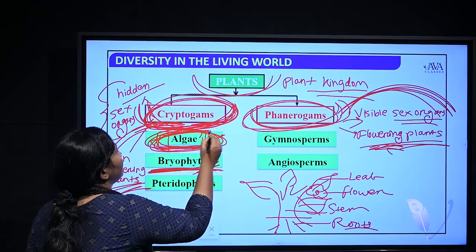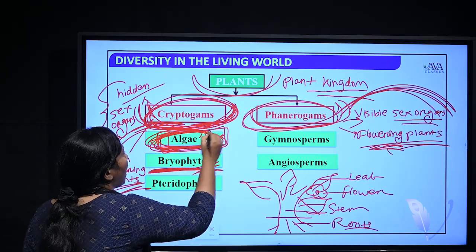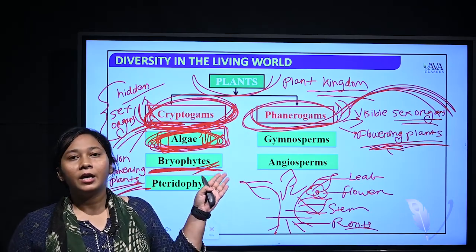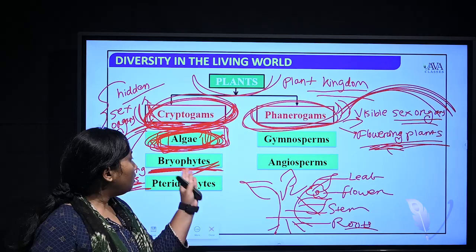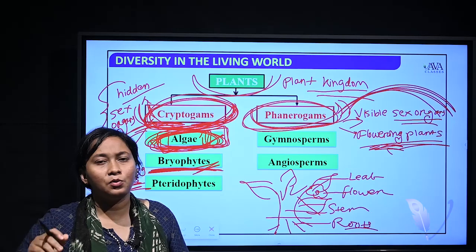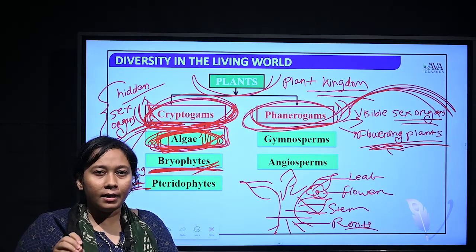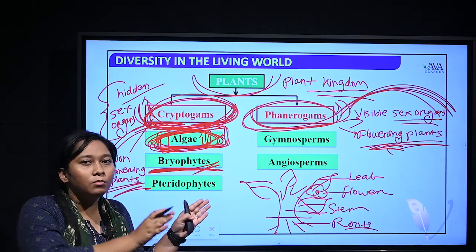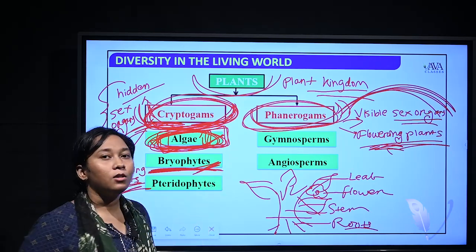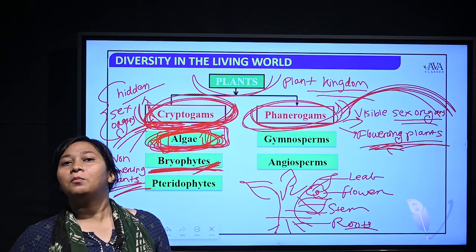Generally the algae are aquatic plants or aquatic organisms. They are generally found in aquatic habitats, and bryophytes are found in such habitats where water is also present and a little bit of land. They try to come to the land areas. So bryophytes are otherwise called the amphibian of the plant kingdom.